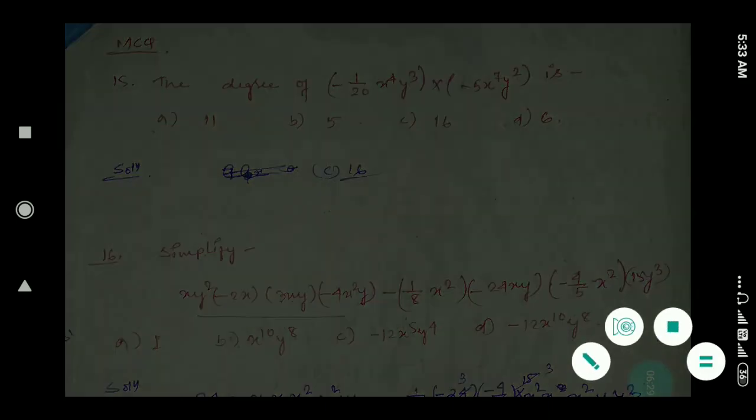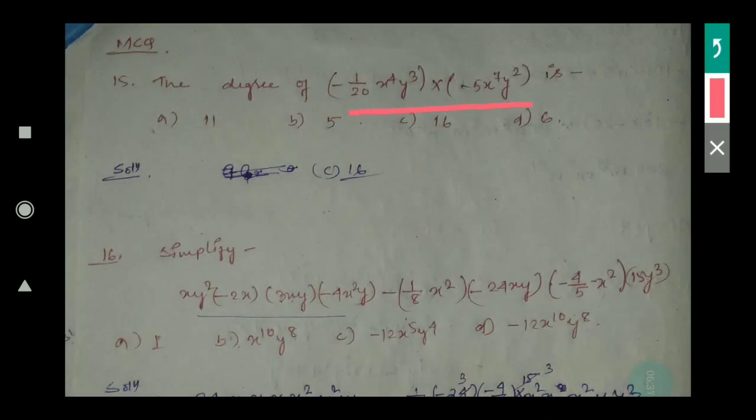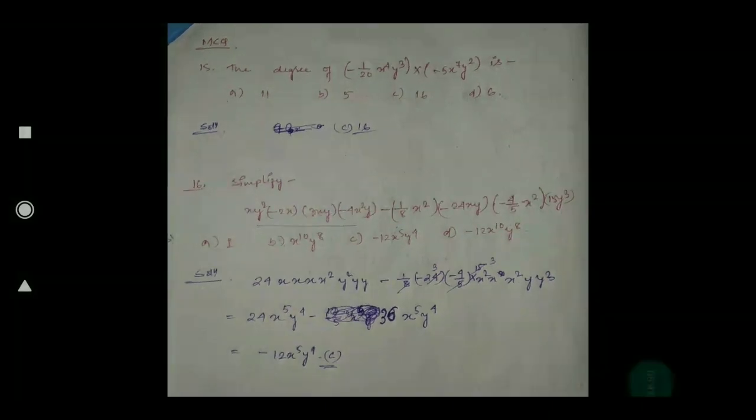Since here there is only one term, multiplication is given, that means altogether it is one term only. So 4 plus 3 is 7, here 7 plus 2 is 9, and since multiplication is there, you do the addition. So 7 plus 9 means 16, that means the degree of this polynomial will be 16. Number 16 done. Simplify.